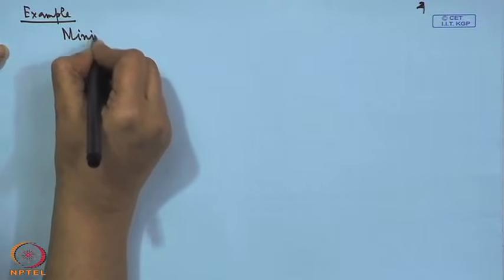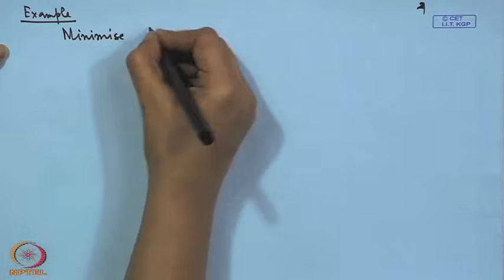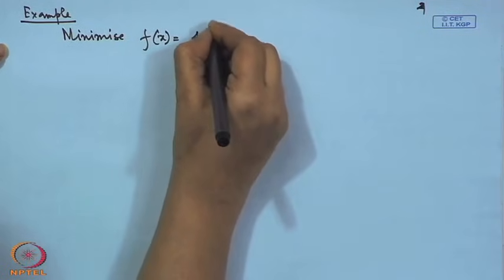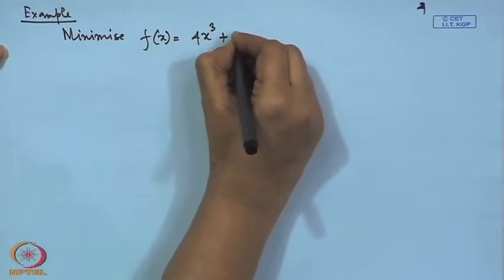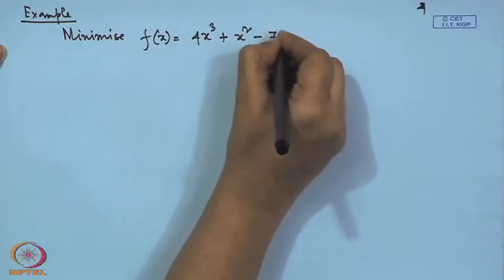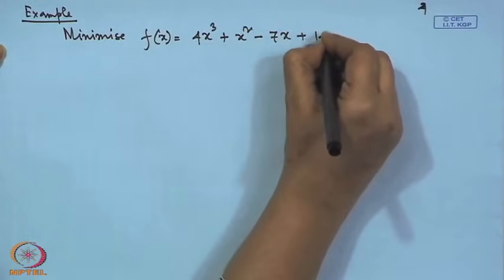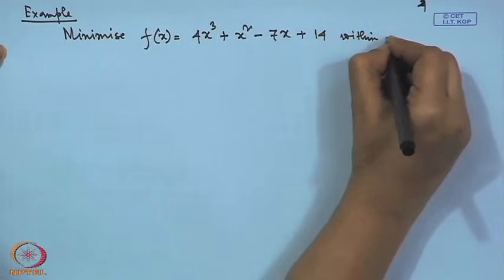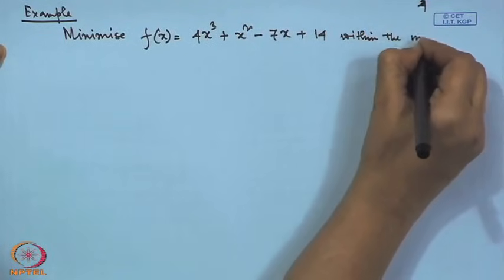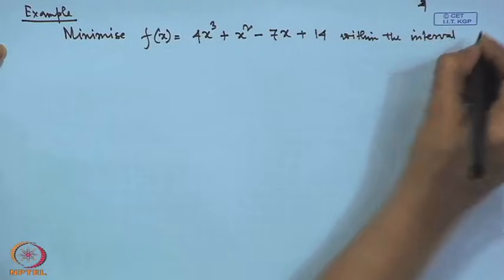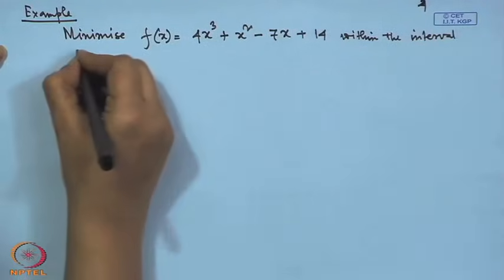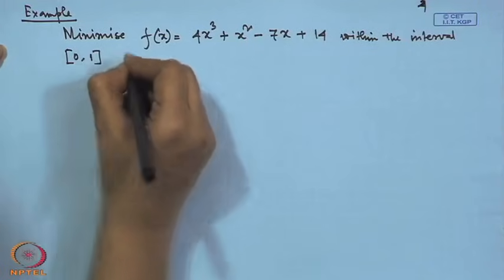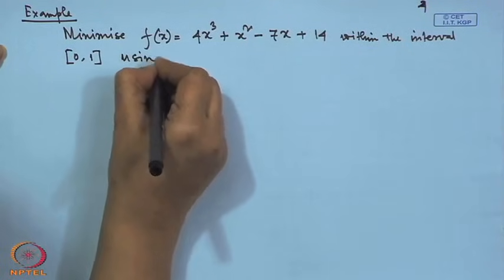Minimize f(x) equal to 4x cube plus x square minus 7x plus 14 within the interval 0 to 1 using the golden section method.